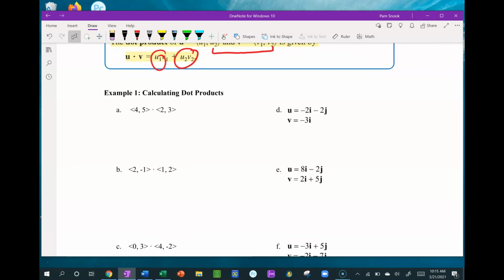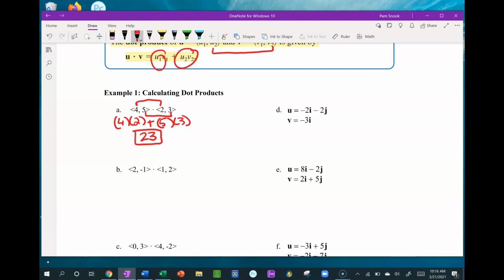First one, we have a vector with components 4, 5, dot the vector with components 2, 3. So I'm going to take the 4 and the 2, multiply them together, and then I'm going to take the 5 and the 3, multiply them together, add those products, so I get 8 plus 15, or 23. Now your answer when you calculate a dot product is going to just be a scalar. It's going to be a number, not a vector.